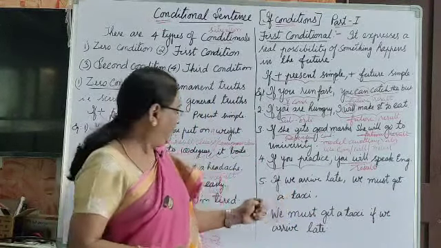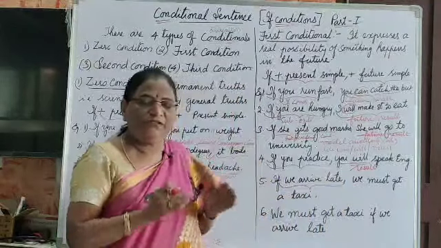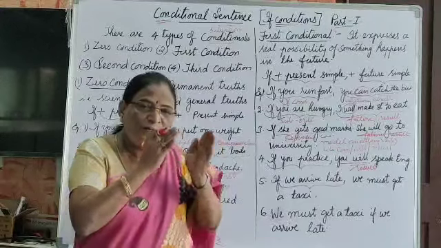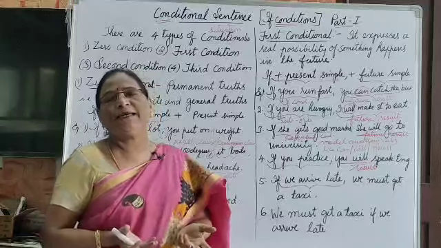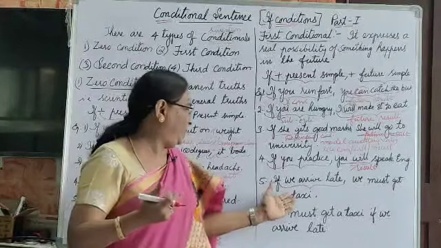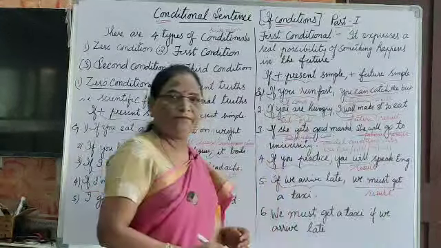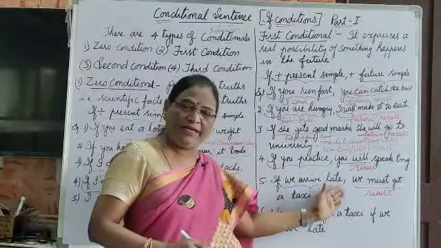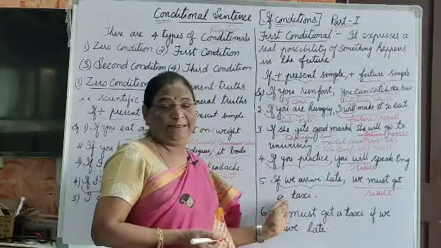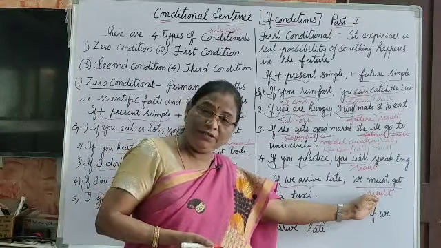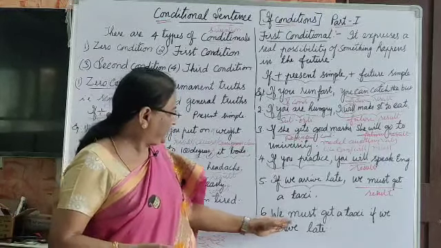Okay? Then if we arrive late, this is the if condition. This is the condition. If we arrive late, what happens? This will happen. We must get a taxi. Because we are late, we must take a taxi. This is the result of future. The result happens in future. If we arrive late, we must get a taxi. We must take a taxi. Okay? And in the same way, we must get a taxi.